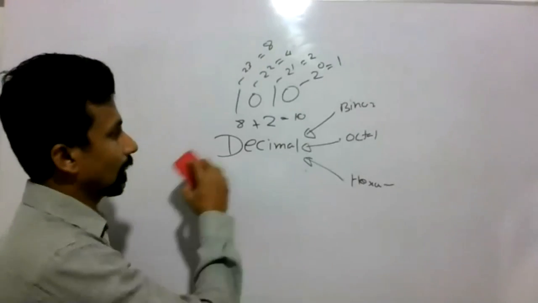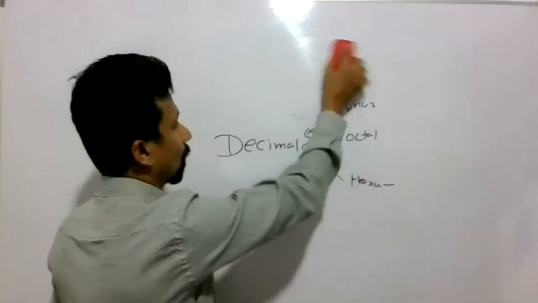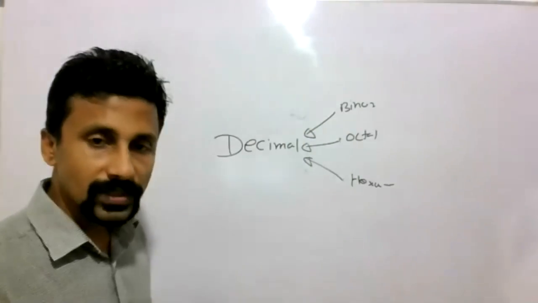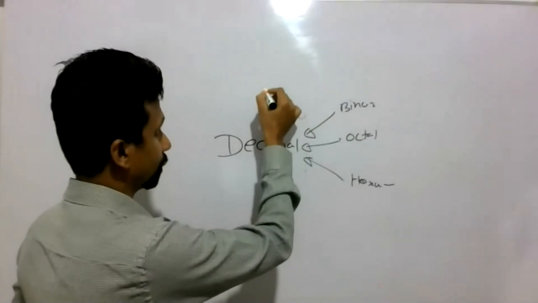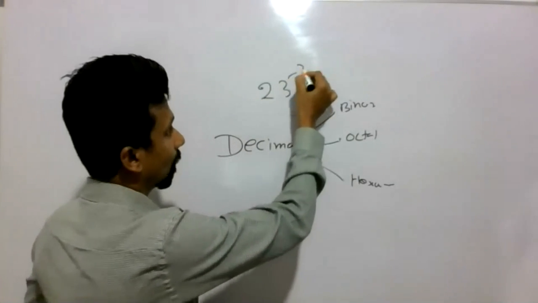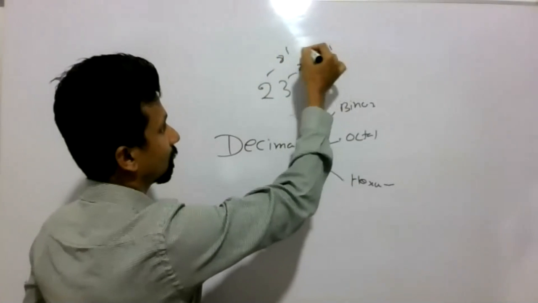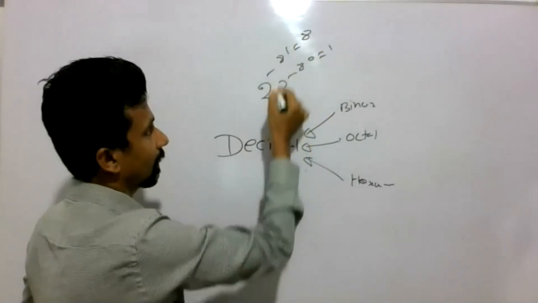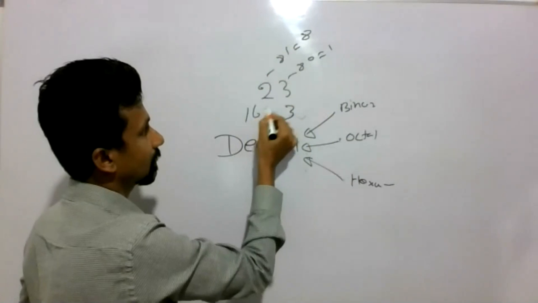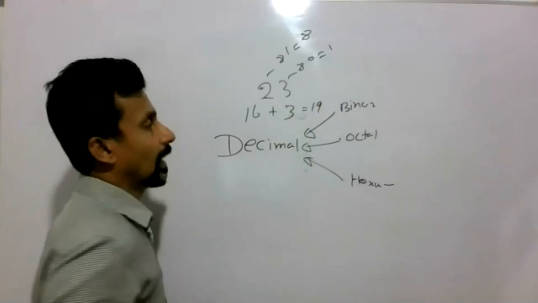Now, if I take octal, octal is also the same. Now instead of 2 to the power, you have to put 8 to the power: 8 to the power 0, 8 to the power 1. Here 8 to the power 0 is 1, 8 to the power 1 is 8. So 1 times 3 you get 3, 8 times 2 you get 16. 16 plus 3 is 19.